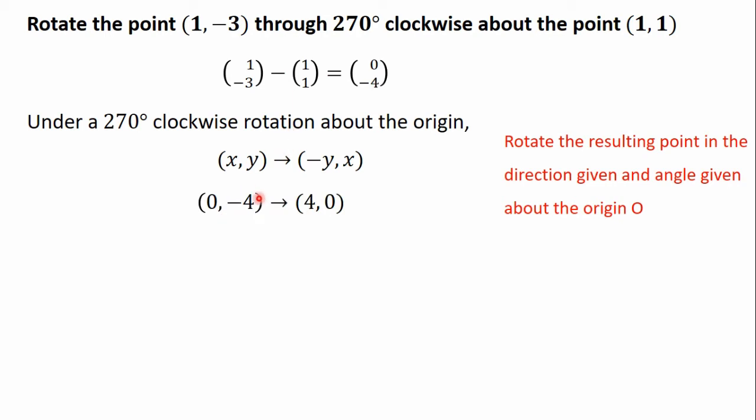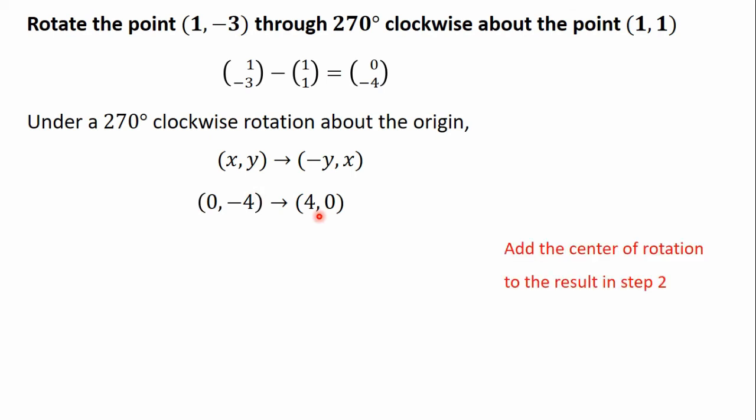So using this transformation, (0, -4) will give us (4, 0), because the x coordinate of the point will give us the y coordinate of the image. So we have 0. Then the negative of the y coordinate of the point will give us the x coordinate of the image. So minus 4 will give us 4. So (0, -4) is giving us (4, 0).